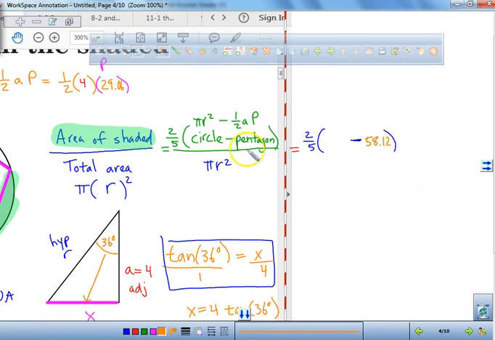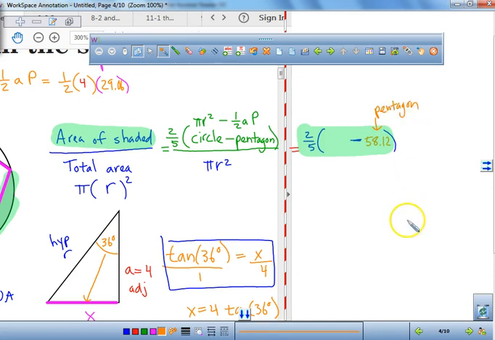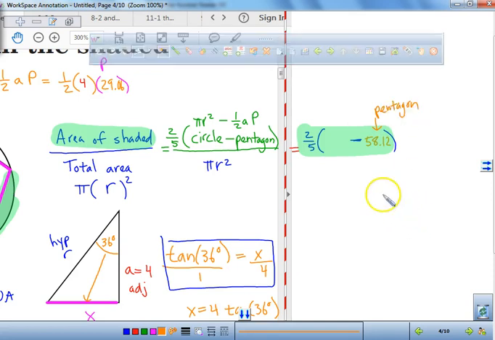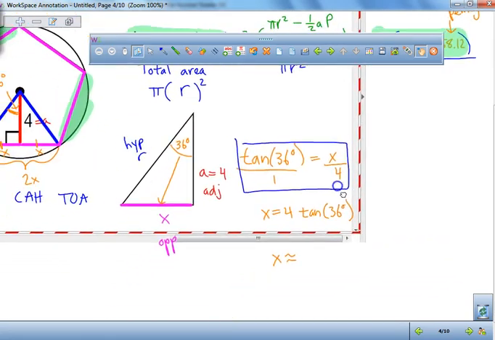Okay, so what am I doing right now, everybody? I'm filling in my formula right here. What did we just find the area of right here? That's the area of the pentagon. So that part's now totally done. Now let's go back and figure out what else we need to find.